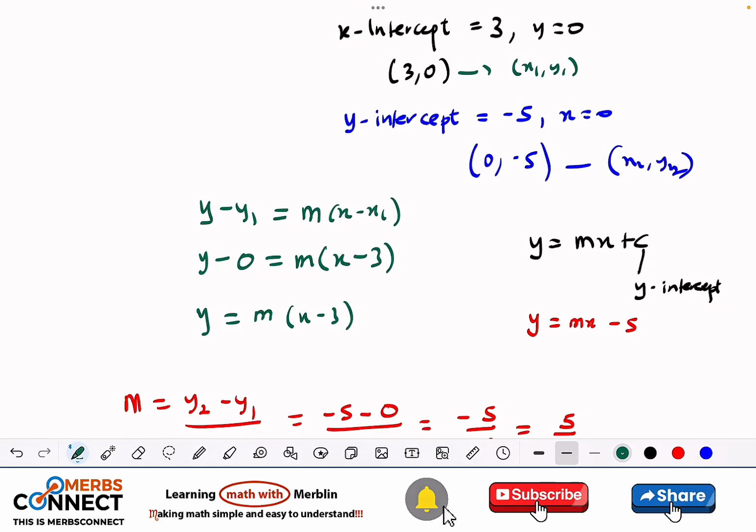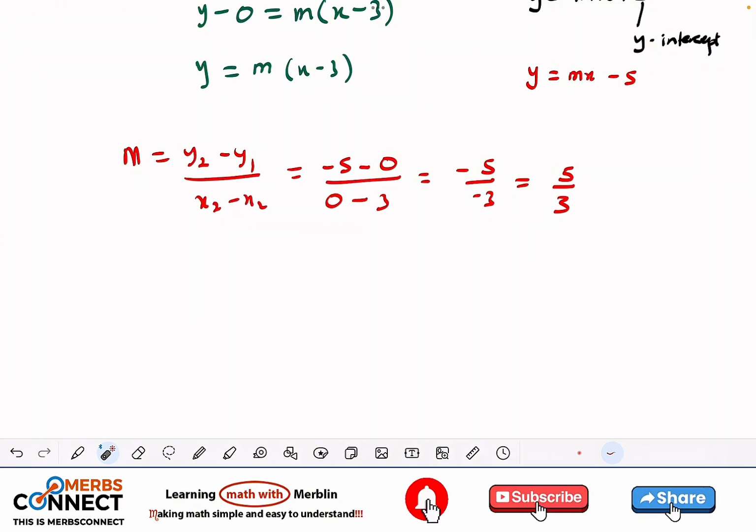Not the idea of y-intercept, meaning that we always choose the coordinate here. The coordinate here is when x is 0 and y is 0, then we call it y-intercept. So let's see what we are going to get from here.